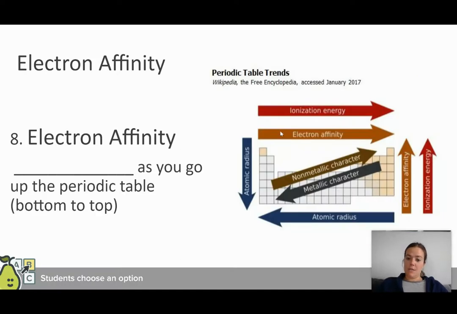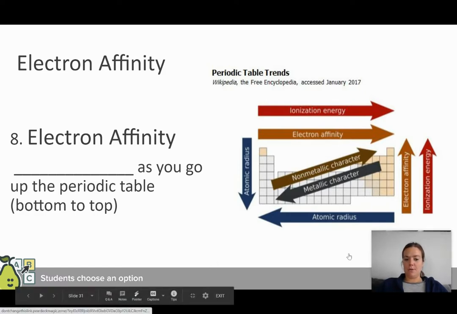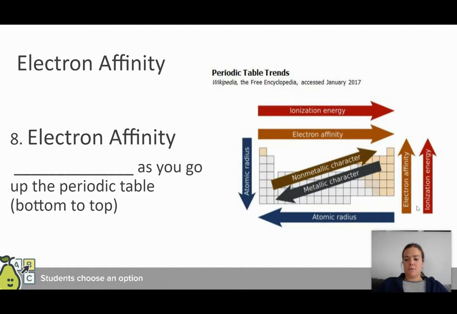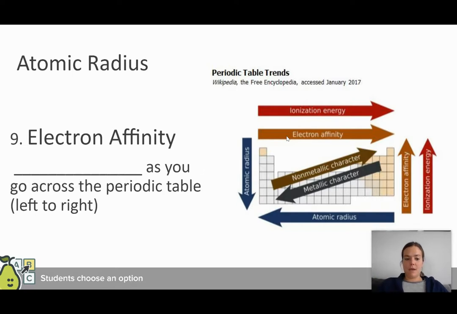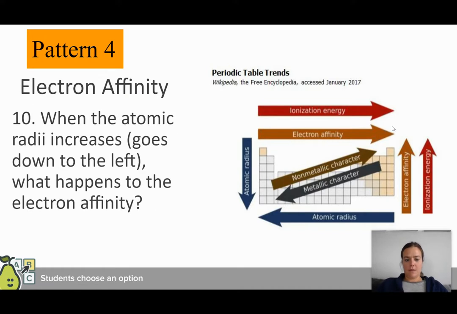All right, so electron affinity, its general trend, again, follow the arrows, okay? Electron affinity blanks as you go up the periodic table from the bottom to the top. So our arrow points from the bottom to the top, so the electron affinity increases as you go up. What happens to the electron affinity as you go from left to right? Right, so the electron affinity also increases as you go from left to right.